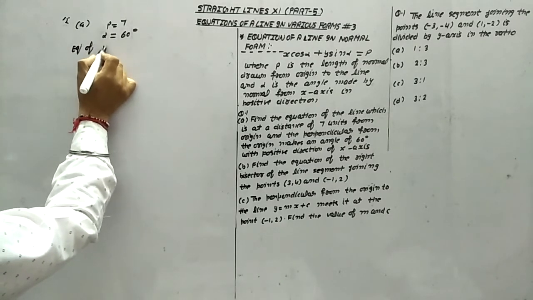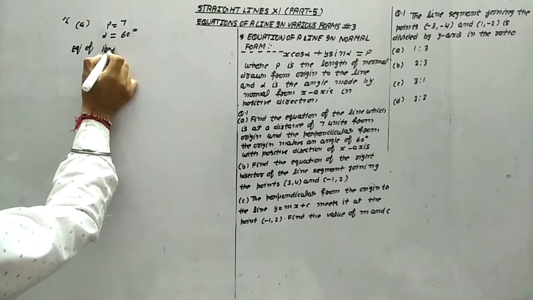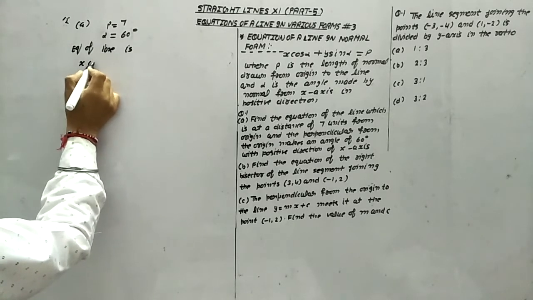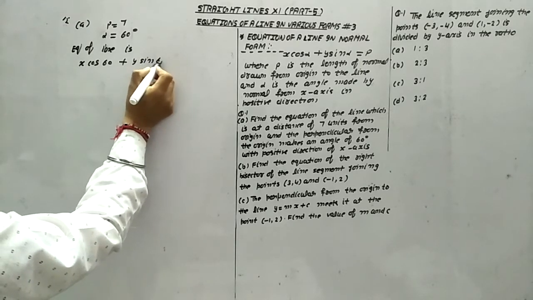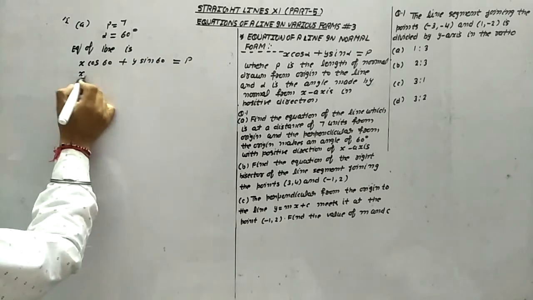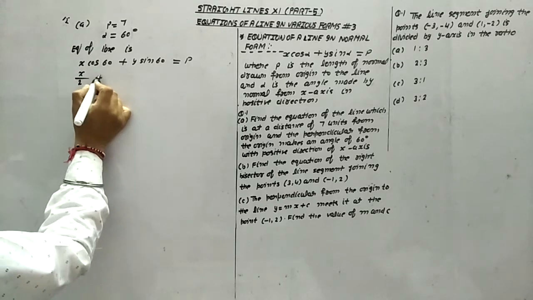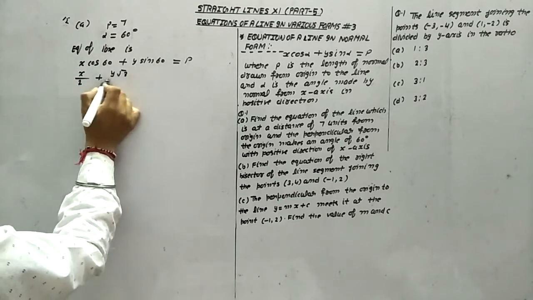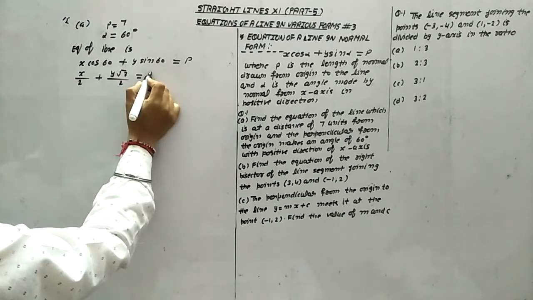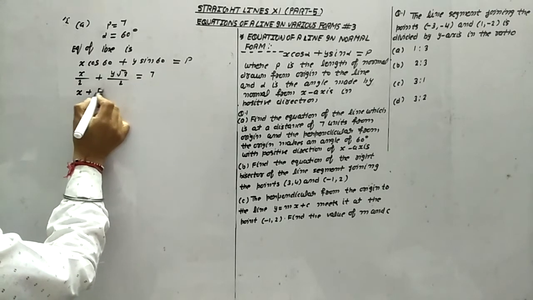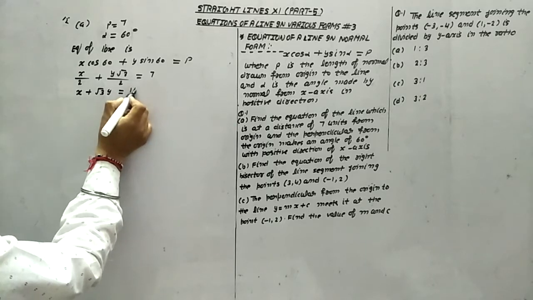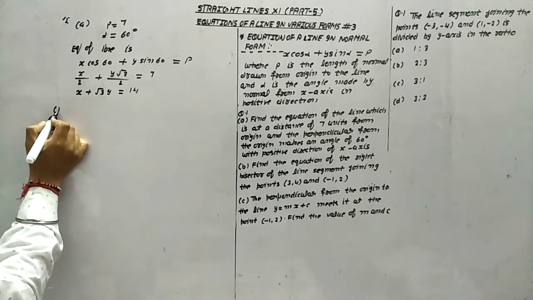Therefore, the equation of the line is given by x cos alpha plus y sin alpha is equal to p. It means cos alpha is 1 upon 2, sin alpha is root 3 upon 2 and p is already 7. It means x plus root 3 y is equal to 14 and this is the answer.